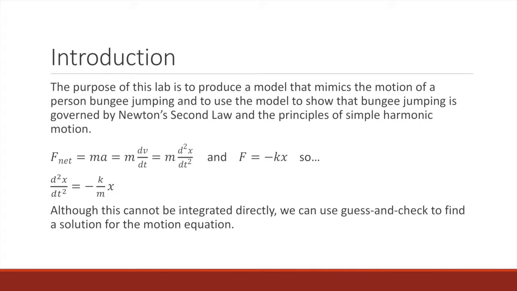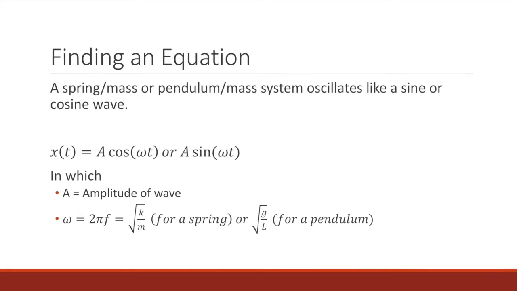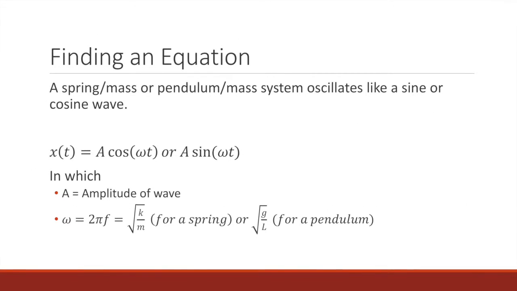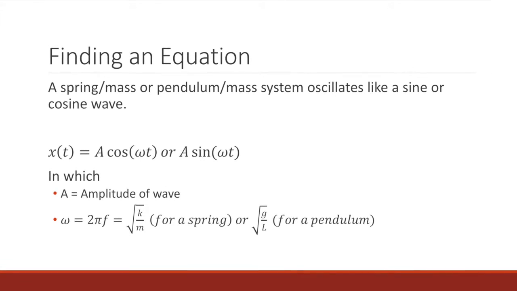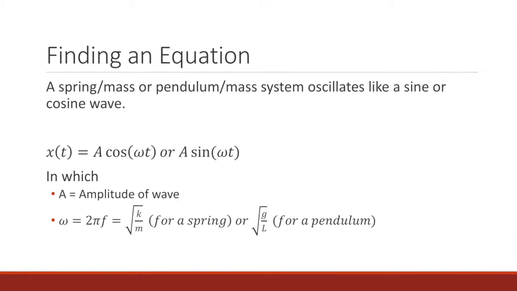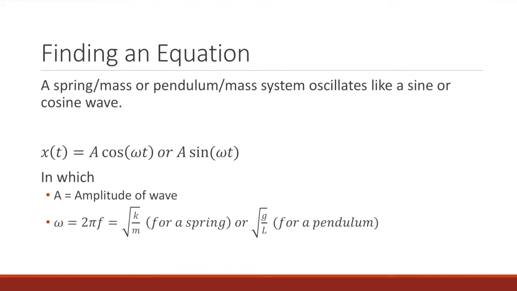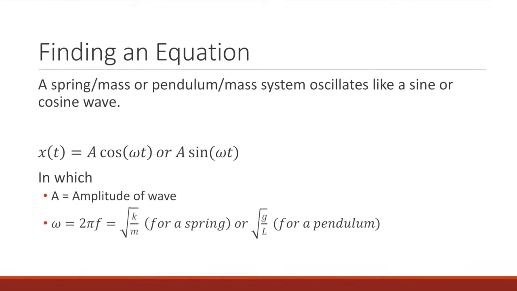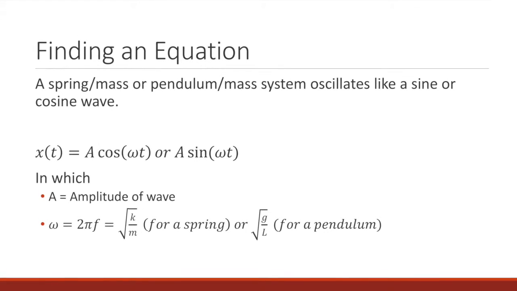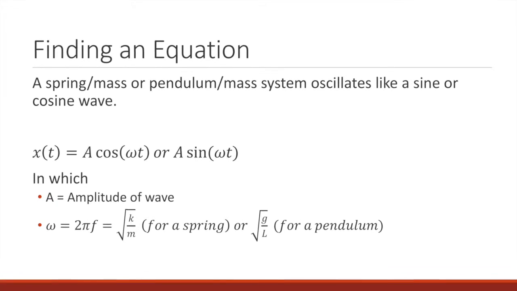From these two equations, we can derive a second-order differential equation, which we can use to find a vertical and horizontal position equation to fit the model. Although we cannot directly integrate this equation, we can use a guess and check method to find a position equation for the model. We know that a spring mass or a pendulum mass system oscillates like a sine or cosine wave. Thus, our position equation will include a sine or cosine function.